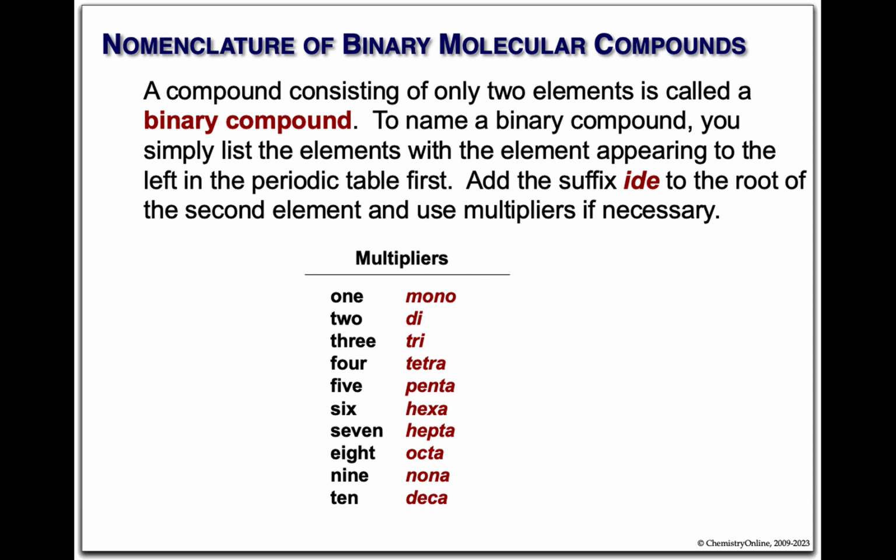What we're going to do is just like with an ionic compound, element comes first, add IDE, and then you use multipliers. If you only have one and it's the first element, you don't use mono. If you have two or three, you use the multiplier. For the second part of the name, you always use a multiplier. That's it.